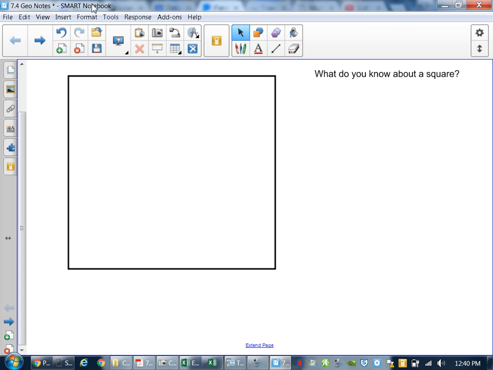What do you know about a square? Four equal sides, okay. Four 90-degree angles. Four right angles, okay.